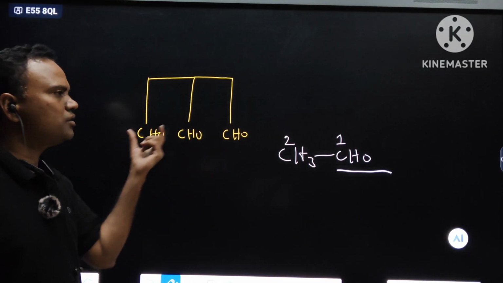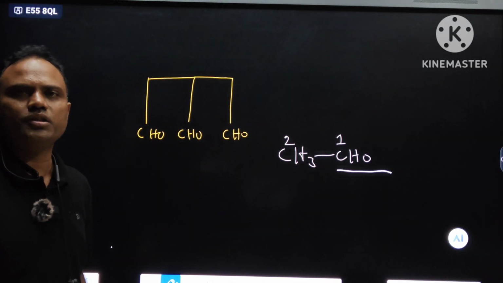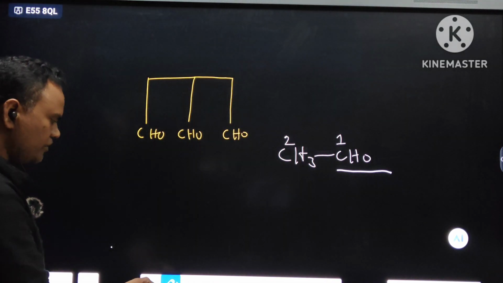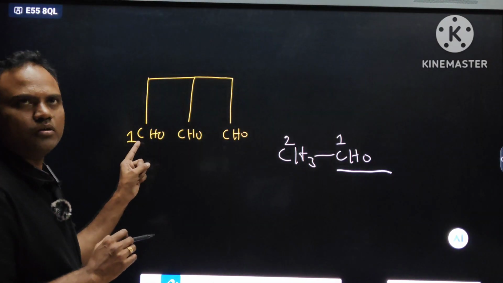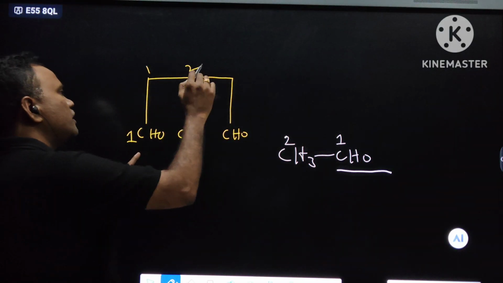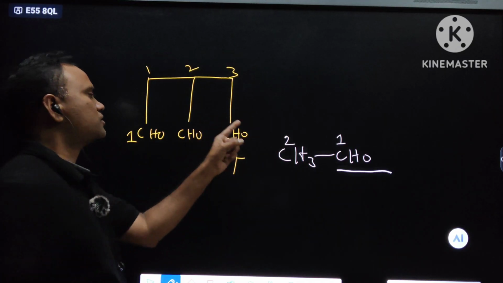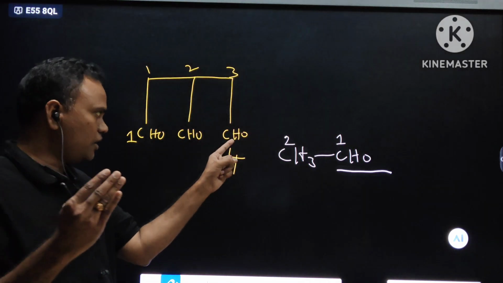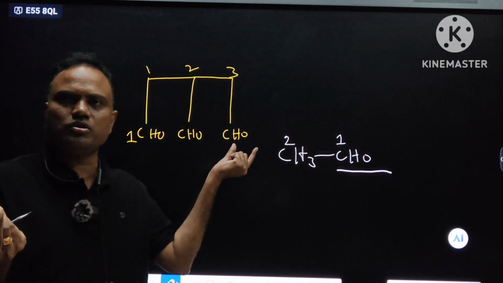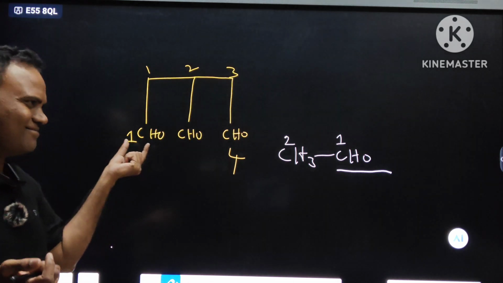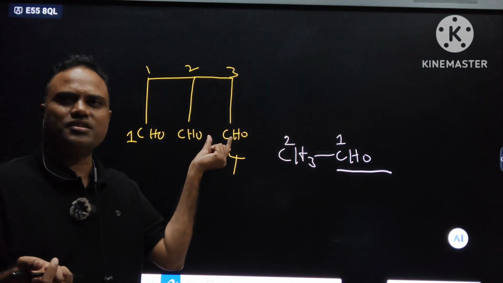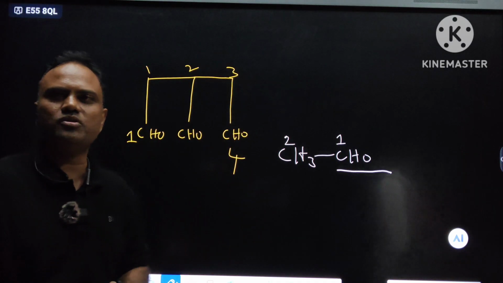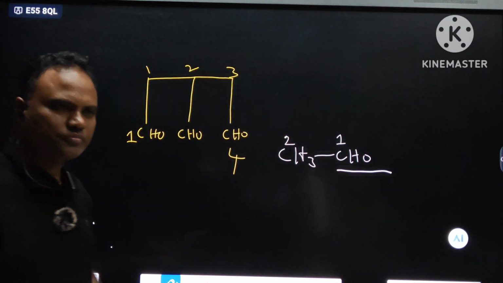But in this compound, if we start numbering from this functional group carbon, now observe what happens. This carbon will get a 4. This is CHO, this is also CHO. This one is getting number 1, good, and this one is getting number 4. How is it possible? Right?